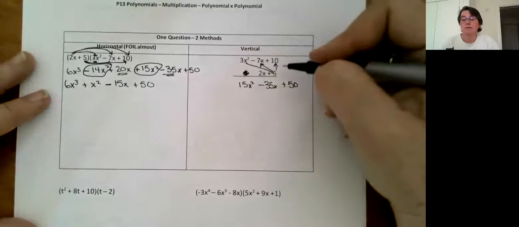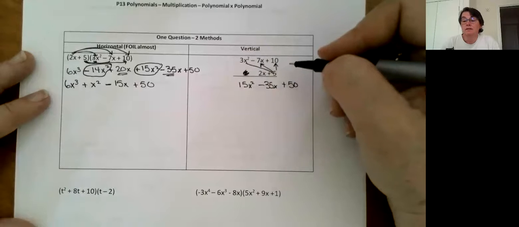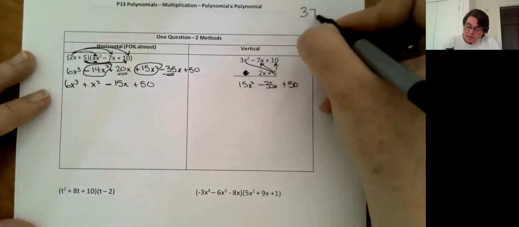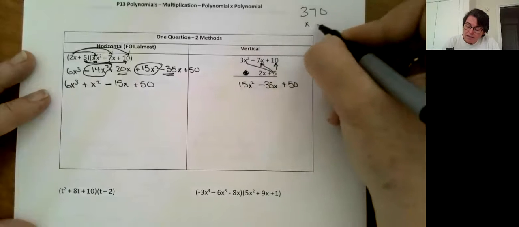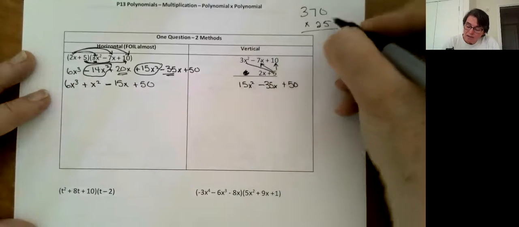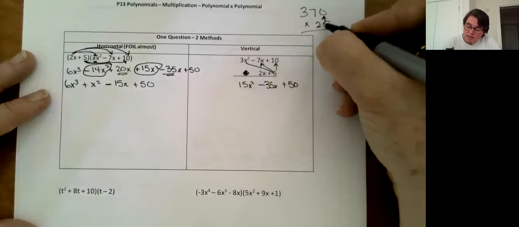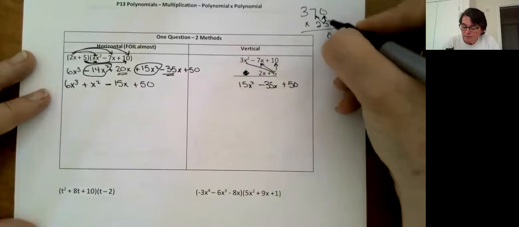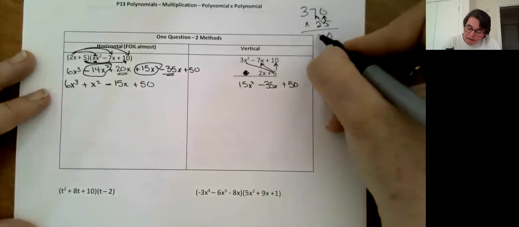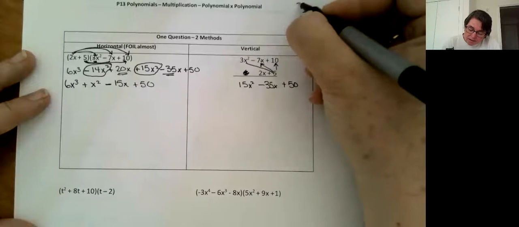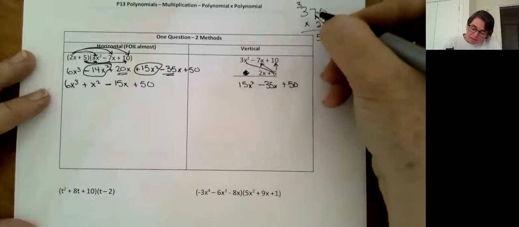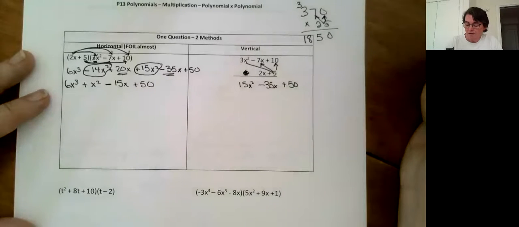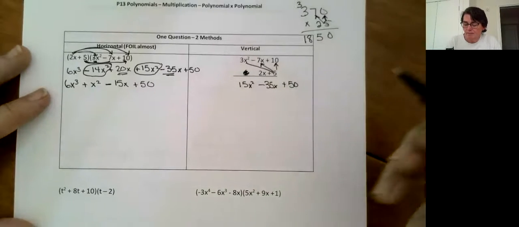So this is just like the old-fashioned multiplication you learned as a kid. Right, so 370 times 25 or something like that. You would go this one times this one times this one. 5 times 0 is 0. 5 times 7 is 35, and I carry the 3. 5 times 3 is 15, 16, 17, 18. Okay, remember doing that?